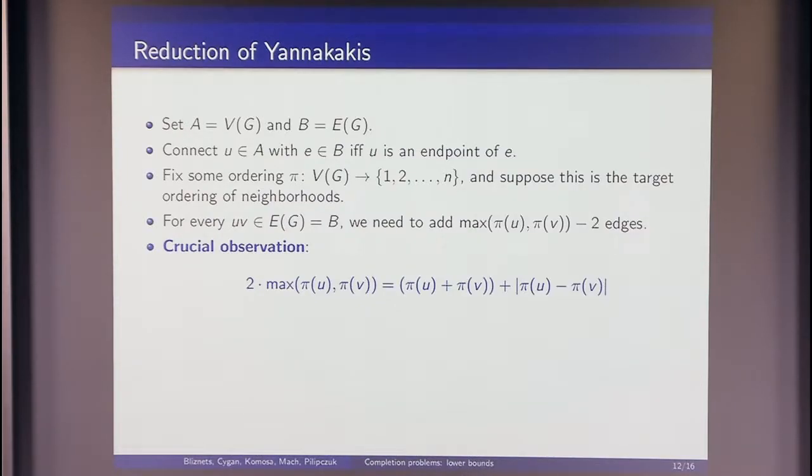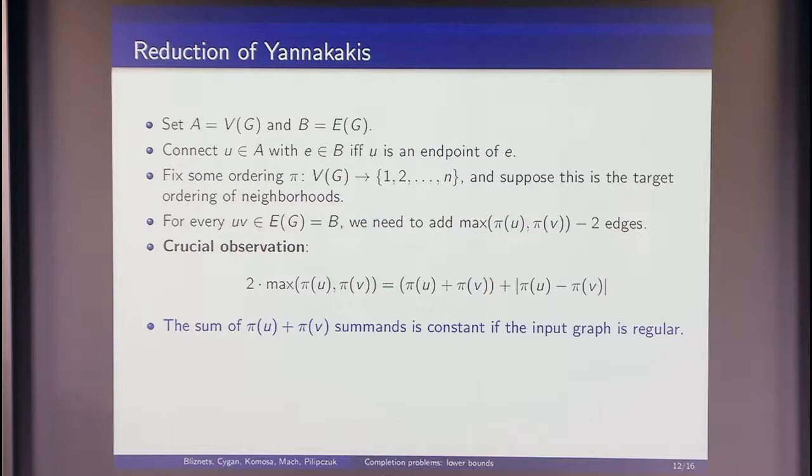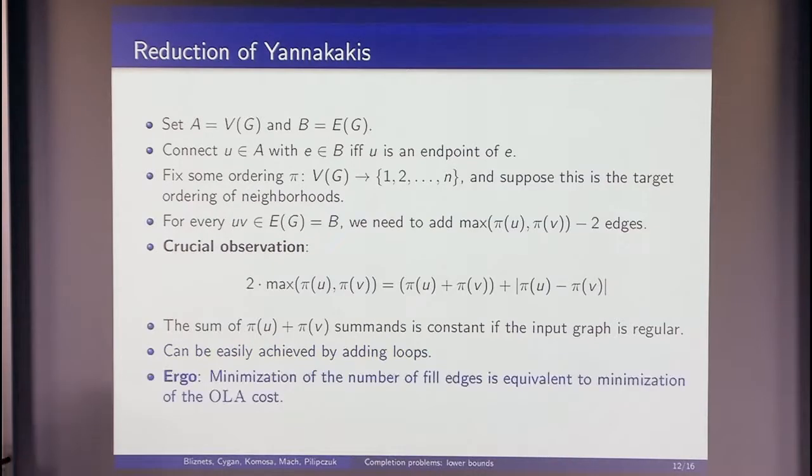Yes? And you already see where I'm going, because this is the cost in the OLA. Yes? So now if you assume that the input graph is regular, then actually the sum of all these summands will be constant, because each pi of u and each pi of v will appear exactly degree times by adding all of this together. Yes? And you can easily achieve that the input graph is regular by adding loops. This is just a technicality.